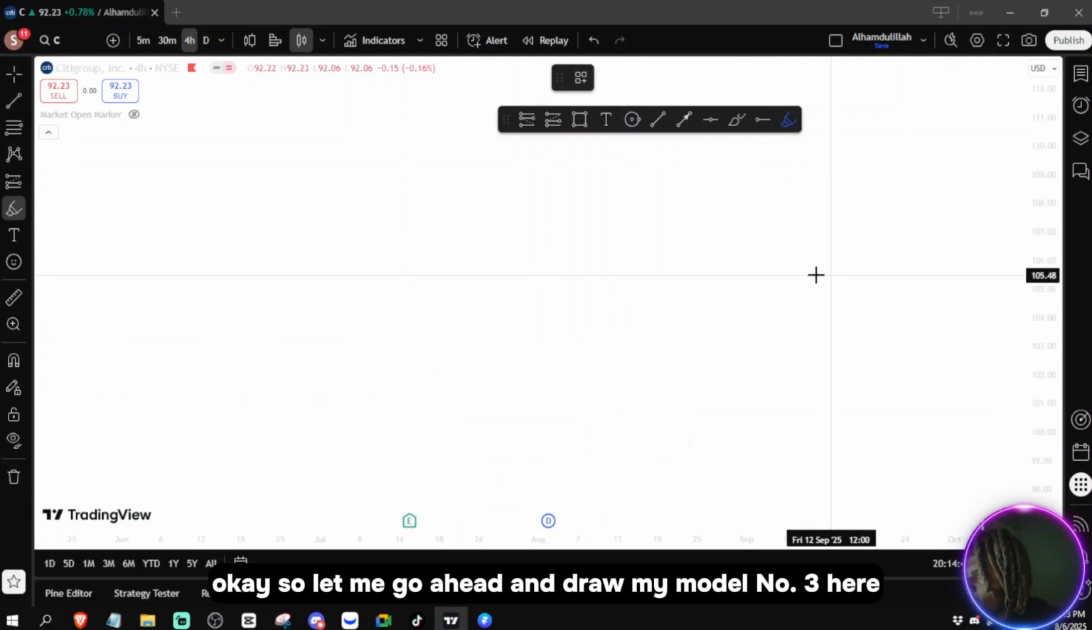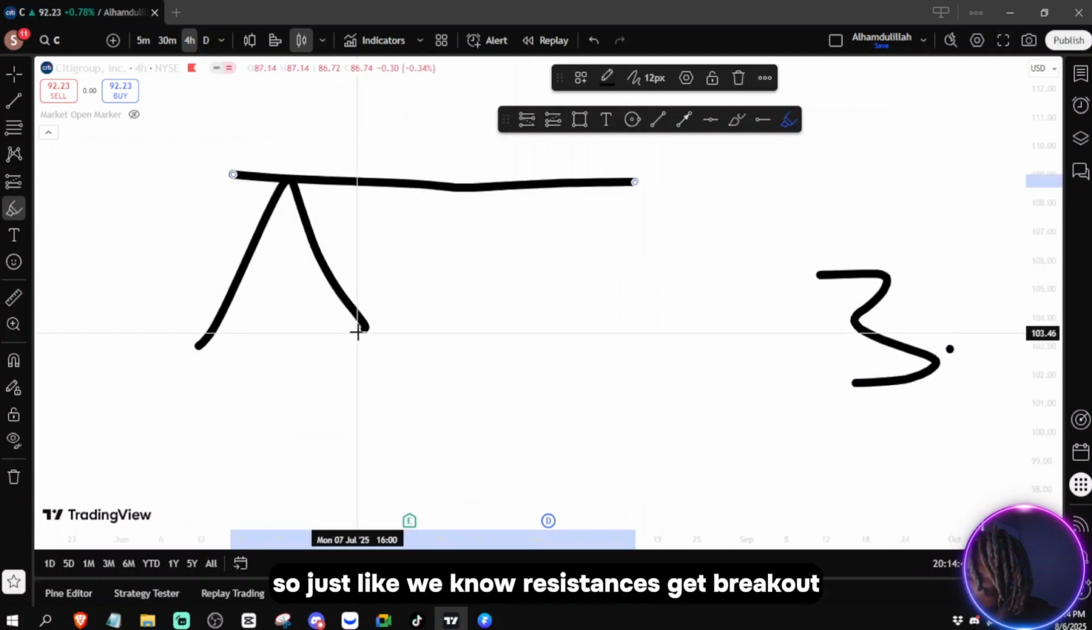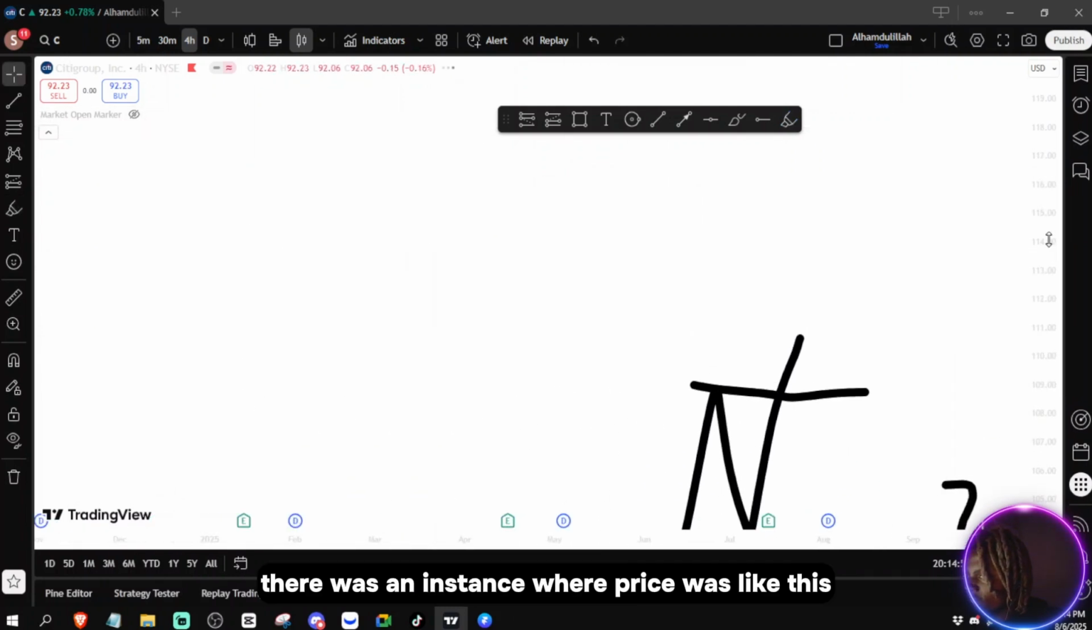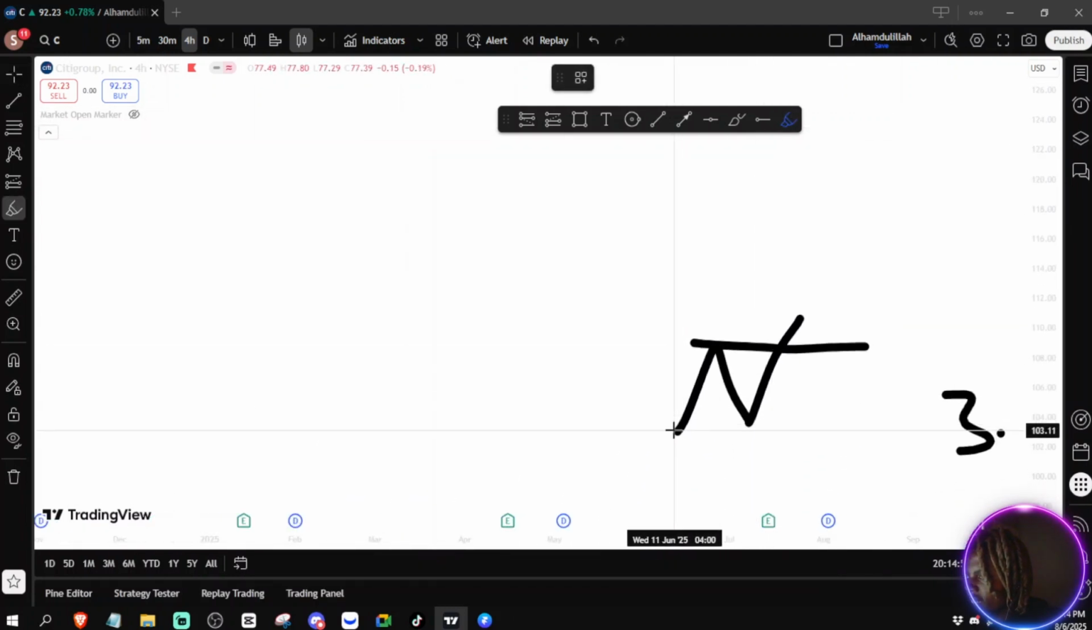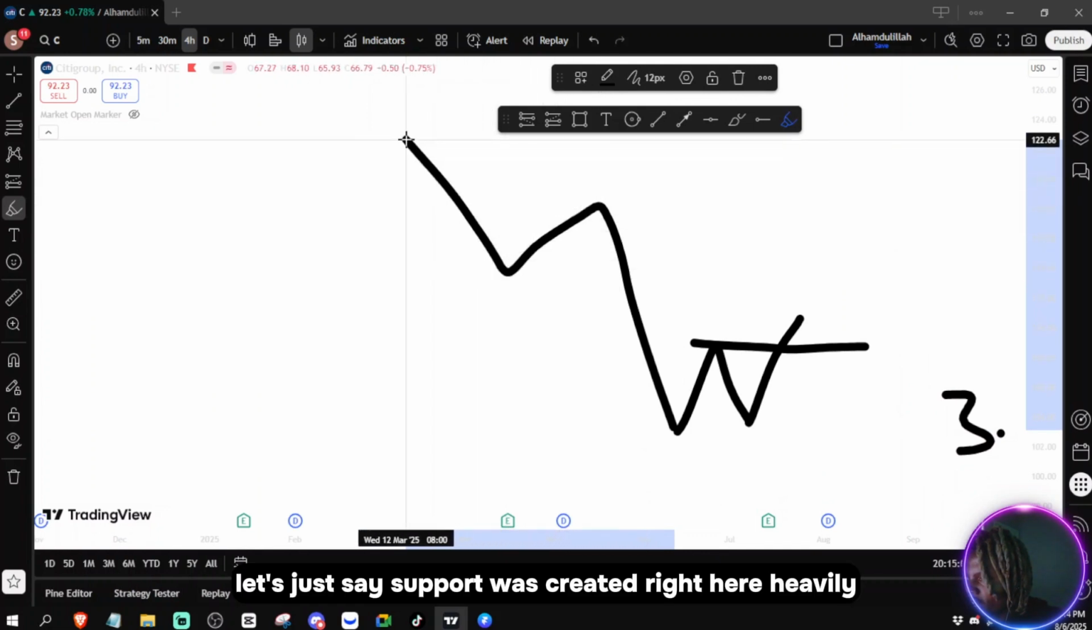Okay, so let me go ahead and draw model number 3 here. So just like we know, resistances get broken out, price needs to continue. Okay, now let's say there was an instance where price was like this. Okay, let's just say up here, let's just say support was created right here heavily.